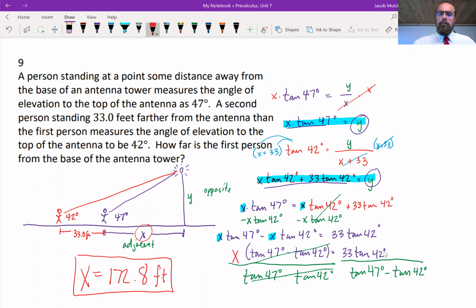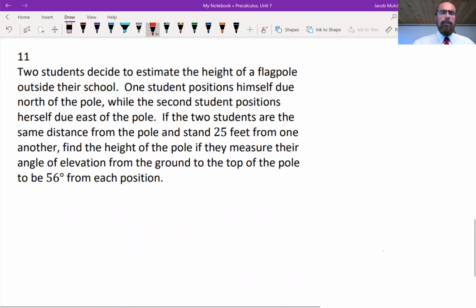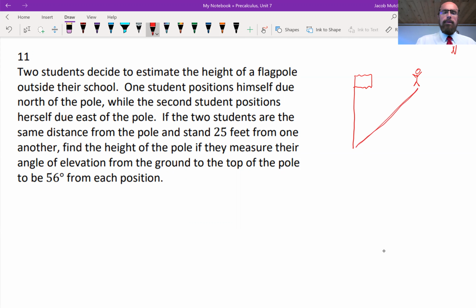Our last example also involves two right triangles. Here we've got two students that decide to estimate the height of a flagpole outside their school. So again, I've got a flagpole. One student positions himself due north of the pole. So we'll put the direction north to the upper right. So there's that first student standing exactly north of the flagpole, while the second student positions herself due east of the pole. So east is going to be 90 degrees from the north. So we'll place our second student right there.